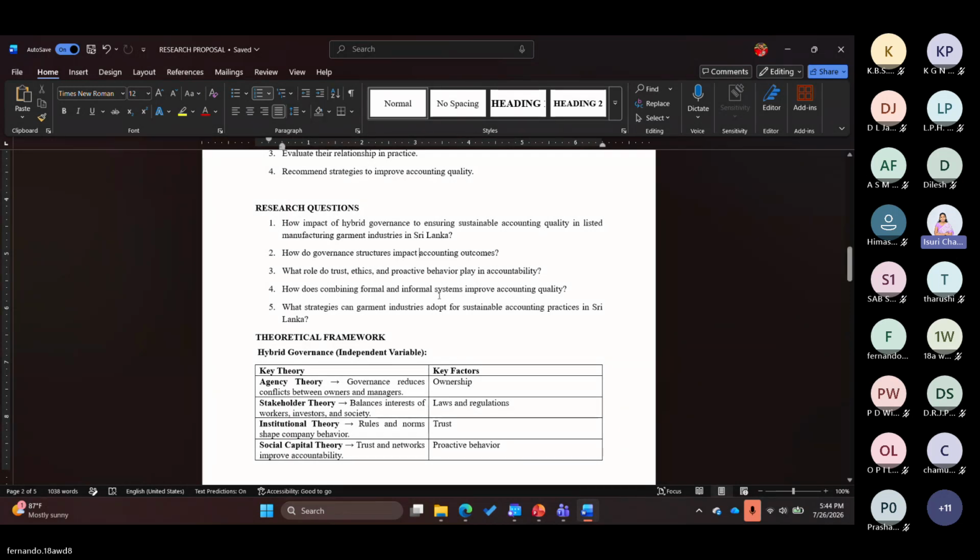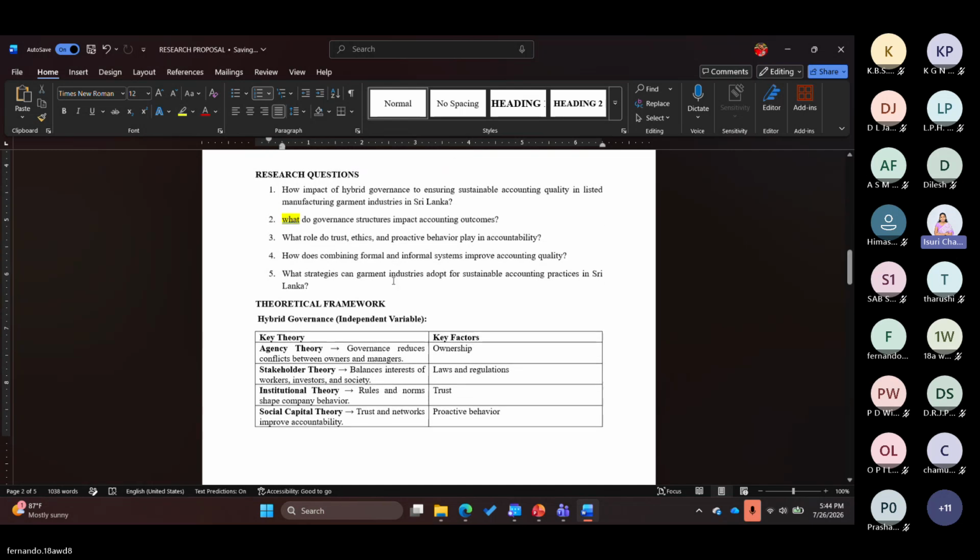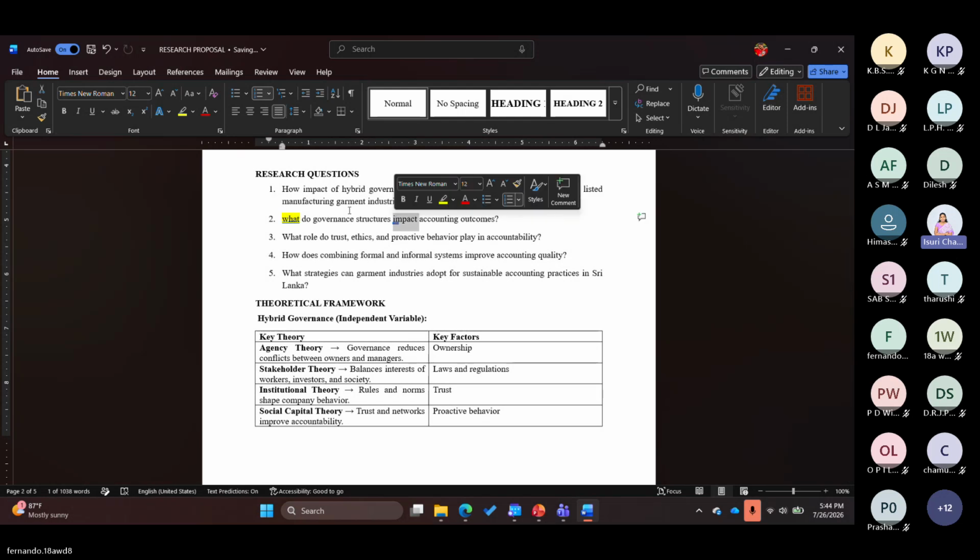We'll remove the word how as well, since how is also a qualitative type of question. Use what. Question one: what is the impact of ownership on ensuring sustainable accounting quality in listed manufacturing garment industries in Sri Lanka? Second sub question: what is the impact of laws and regulation on ensuring sustainable accounting quality in listed manufacturing garment industries in Sri Lanka?